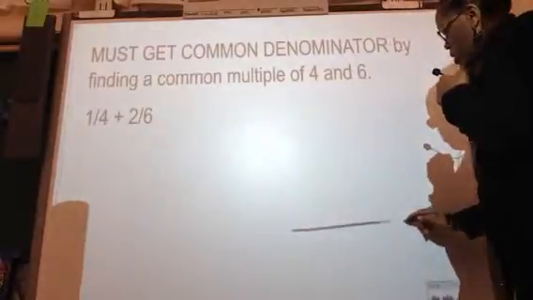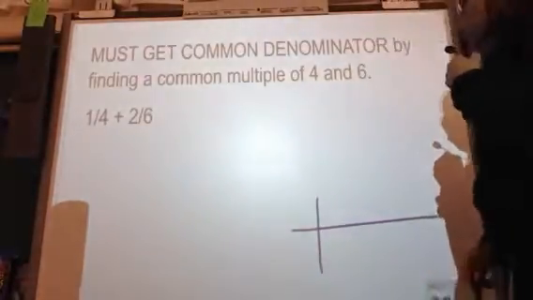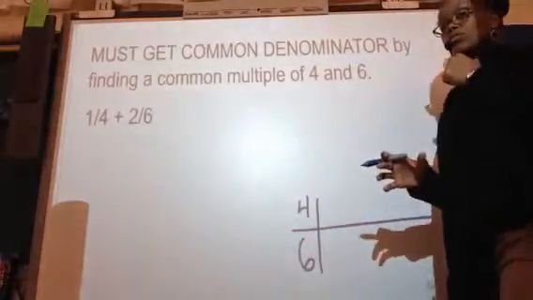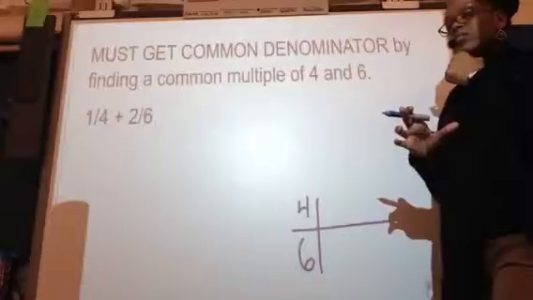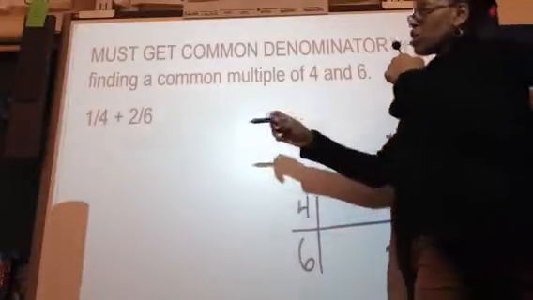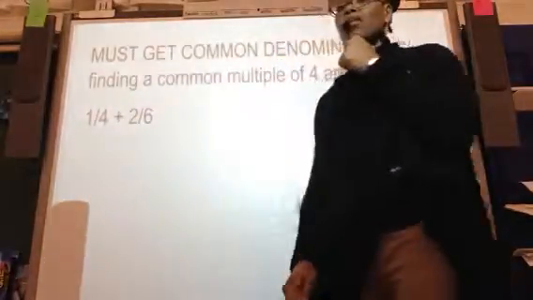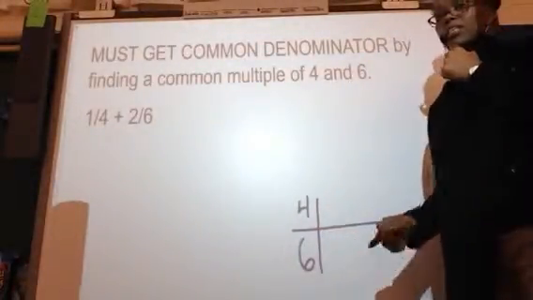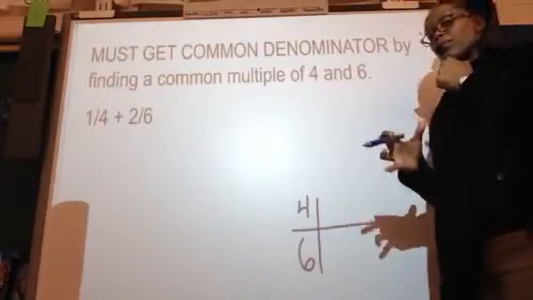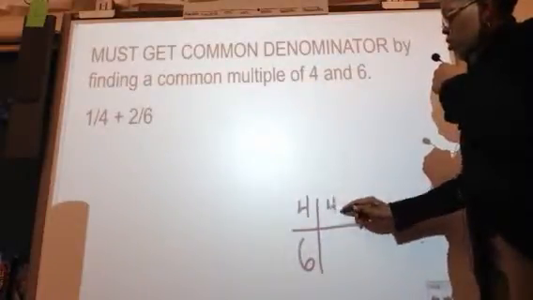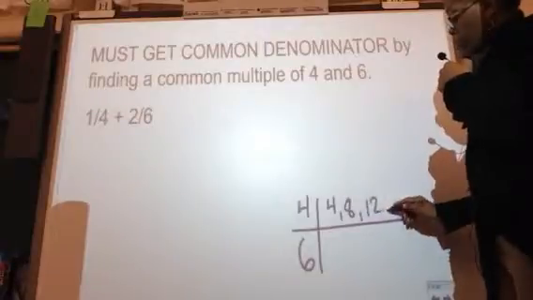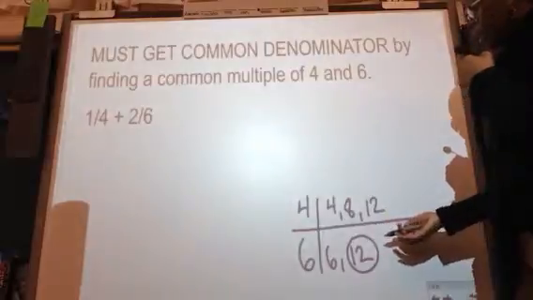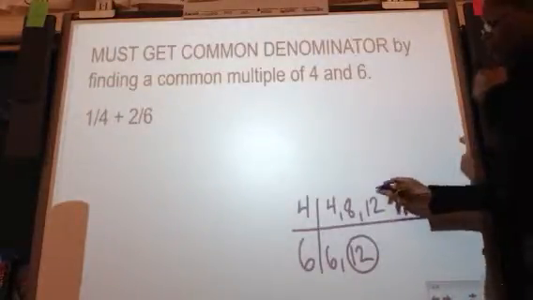So we're going to set up what we call our skip counting multiple chart, or our multiple chart. Put our 4 here and our 6 here, the denominators. So you're only trying to find multiples of 4 and 6 because those are your denominators. The denominator is the number on the bottom. So let's skip count by 4, and we're going to skip count by 6 until we find a multiple that they both have in common. 4, 8, 12. 6, 12. And if we don't find one by here, we continue to skip count further.